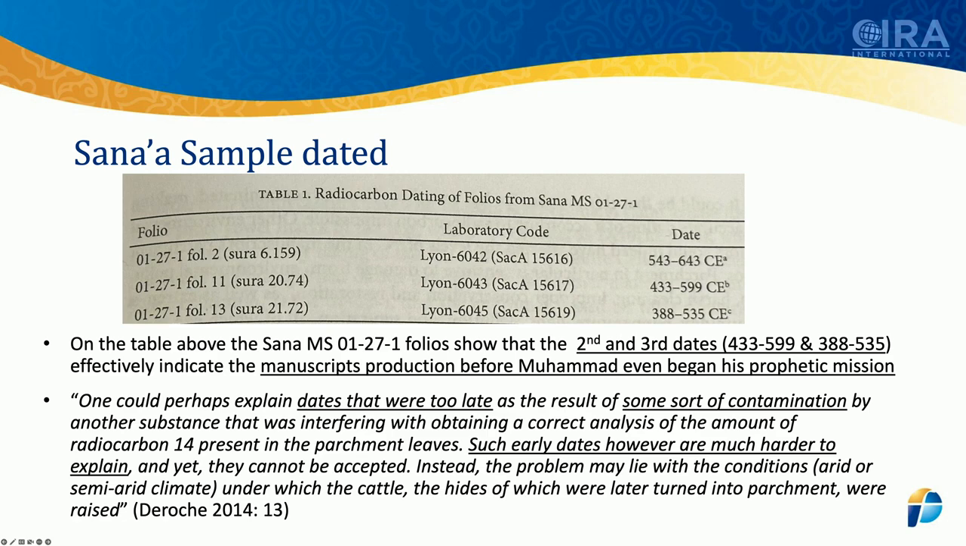In Surah 6, it was 543 to 643. Well, that's long before the Quran. In Surah 20, it was 433 to 599. The Prophet wasn't even born yet. Not even born yet. So there was no way that this could be coming from Muhammad. In Surah 21, verse 72, it is 388 to 535. Same issue. All of these predate Islam. At least the middle one, it could have happened when he was born, but Islam didn't even start.